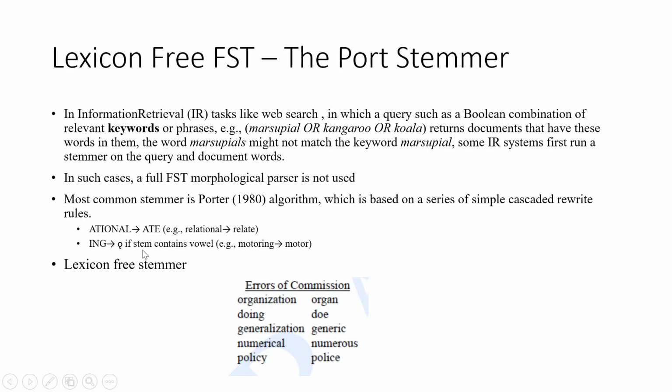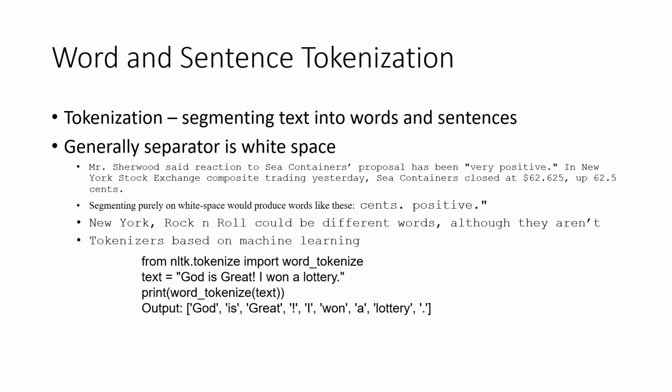But the issue is sometimes errors can be generated because of it, which do not have the same meaning. Say, for example, for organization, when the Porter stemmer stems it, it gives organ, which has a different meaning, right? Doing and do, generalization and generic, numerical and numerous, both have different meanings. Policy and police have different meanings, right? So such errors can result when you base stemming on simple rules. Okay, that is the commonly used stemmer.